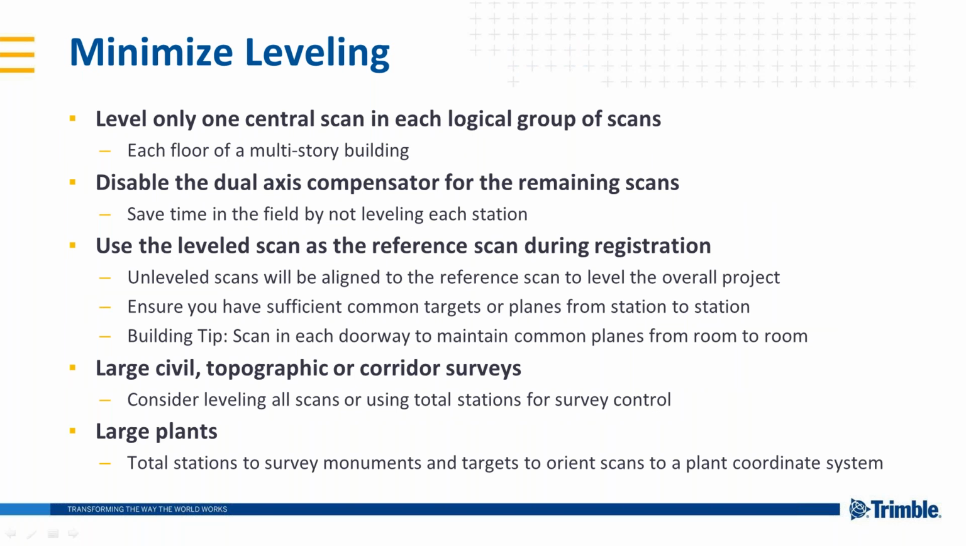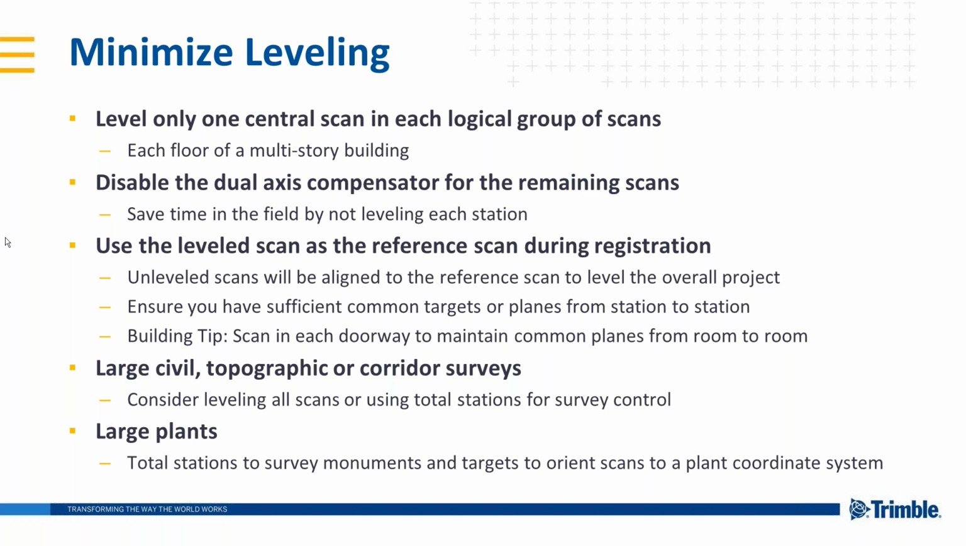Now I would like to talk about minimizing leveling. The TX6 and TX8 have the same survey grade dual axis compensator as the Trimble S-Series total stations to ensure the instrument is leveled accurately. But there is a misconception that leveling is required at each station. This is probably because we enable the dual axis compensator by default when the scanner is started, or that some scanners like the Leica P30 and P40 require all stations be level. The fact is, the only time that leveling is required is when you're measuring the height of the TX8 for basic survey workflow.